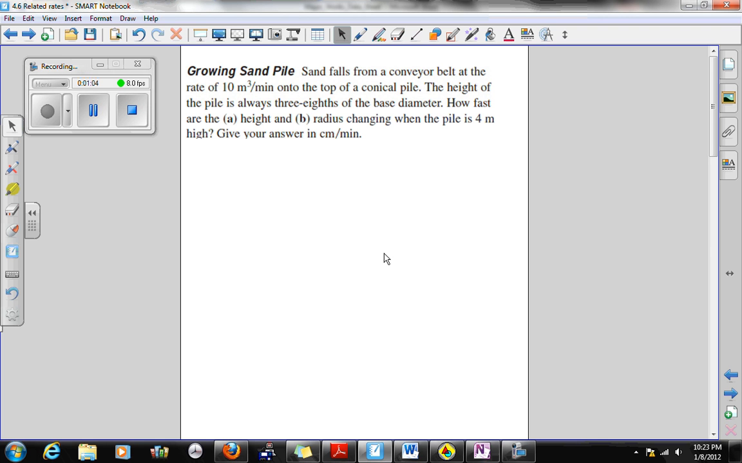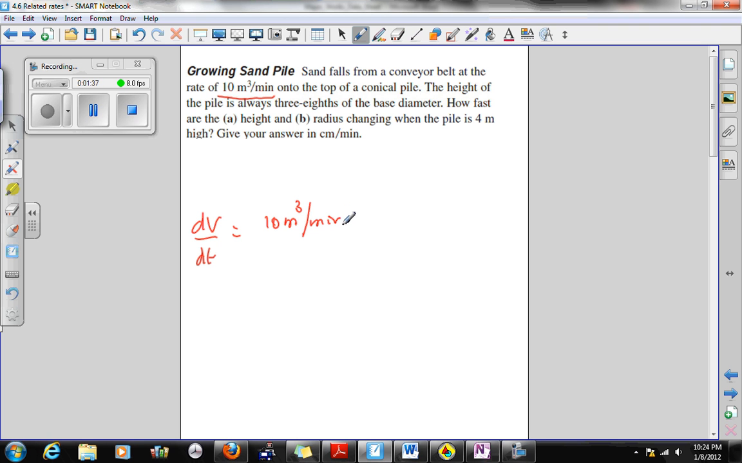It says sand falls from a conveyor belt at the rate of 10 meter cube per minute. So that's a key information here. 10 meter cube per minute. It tells you the rate at which the volume of the sand is being added to the conical pile. So the volume of the conical pile is changing at that particular rate. So we know dV by dt is given. This volume is increasing every time, so it's positive. So we say 10 meter cube per minute.